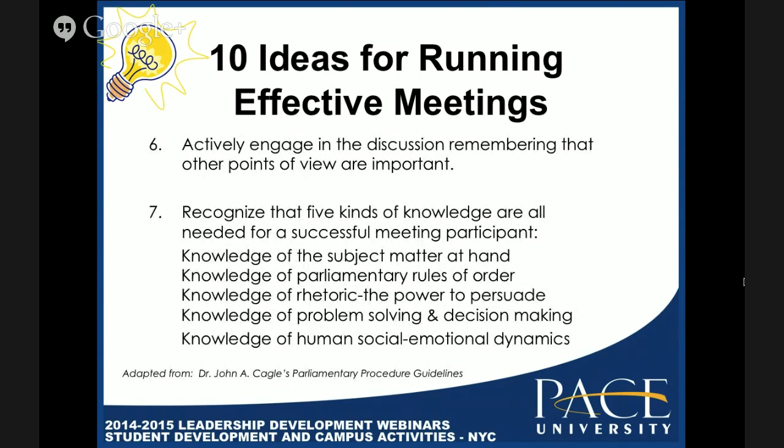Recognize that 5 kinds of knowledge are all needed for a successful meeting participant. These include knowledge of the subject matter at hand, knowledge of parliamentary rules of order, knowledge of rhetoric, the power to persuade, knowledge of problem solving and decision making, and knowledge of human social-emotional dynamics.